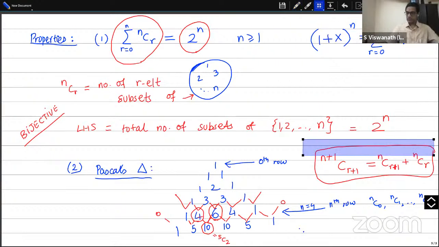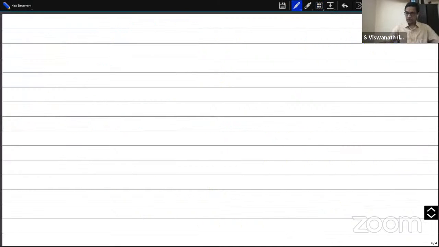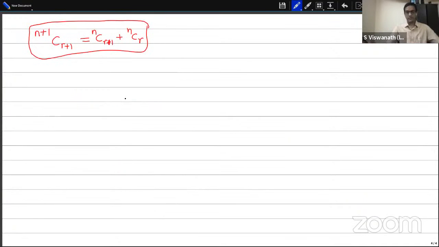So let's just keep this. So how does one prove this fact? n plus 1 C r plus 1 is NC r plus 1 plus NCR, and this is valid for all n greater than or equal to 0. Let's say r between 0 and n. How does one prove this fact?